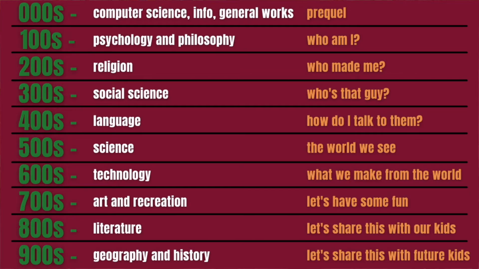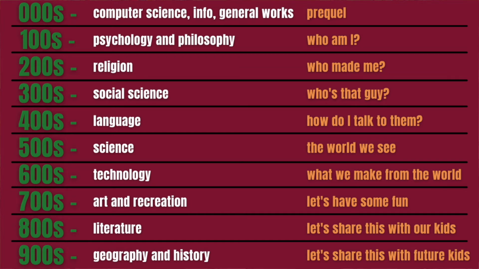Thanks, Aoife. That was definitely an interesting way to learn about the different sections of the library. Now let's go over a chart to help you remember. The 0s are computer science, information, and general works. The prequel. The 100s are psychology and philosophy. Who am I? 200s are religion. Who made me? 300s are social science.